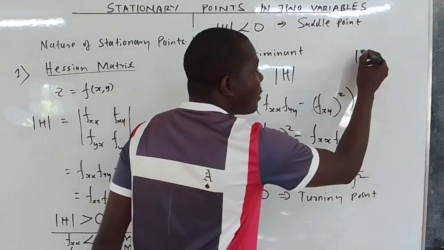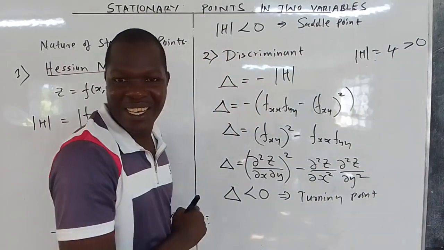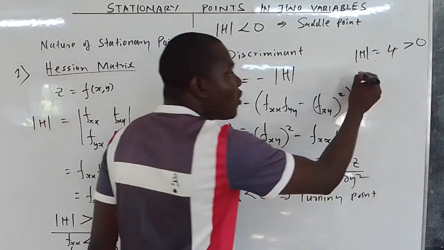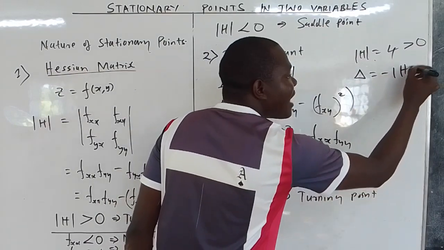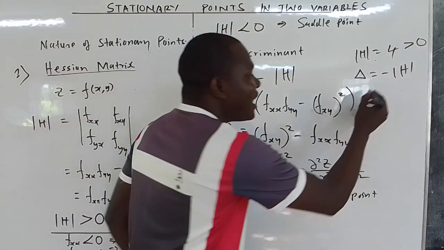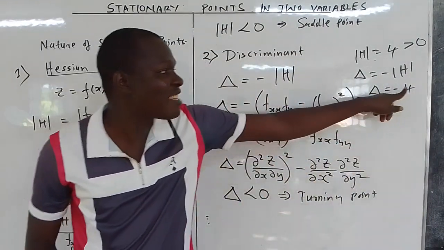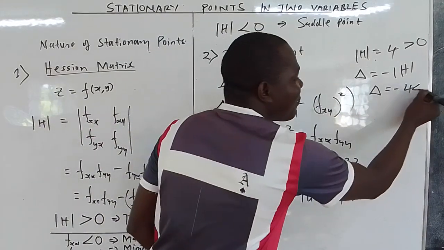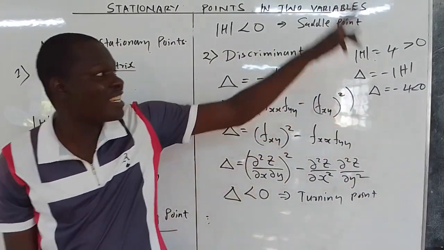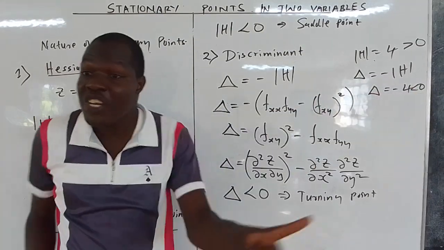Meaning if you got the determinant of the Hessian matrix to be 4, you can see 4 is greater than 0. See, that is a turning point. But now, the discriminant is the negative of the determinant of the Hessian matrix. Meaning, when the determinant of the Hessian matrix is 4, the discriminant is negative 4. And negative 4 is less than 0. So the moment the determinant of the Hessian matrix is greater than 0, the discriminant is supposed to be less than 0. It is the opposite.